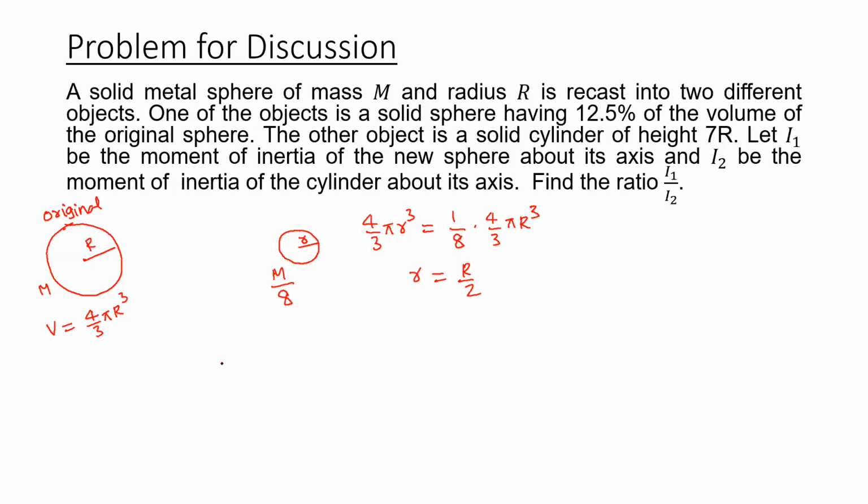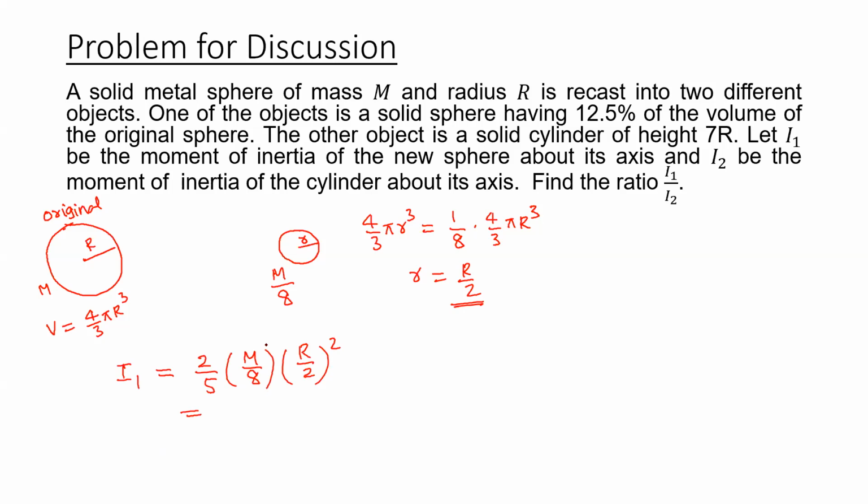We are okay here. Now, if I want to get the moment of inertia of the solid sphere, I know it is 2 by 5 Mr square. But I have to be very careful. Mass is M by 8 here. Radius is R by 2. You're okay? So what do I have here? How is radius R by 2? We obtained this.